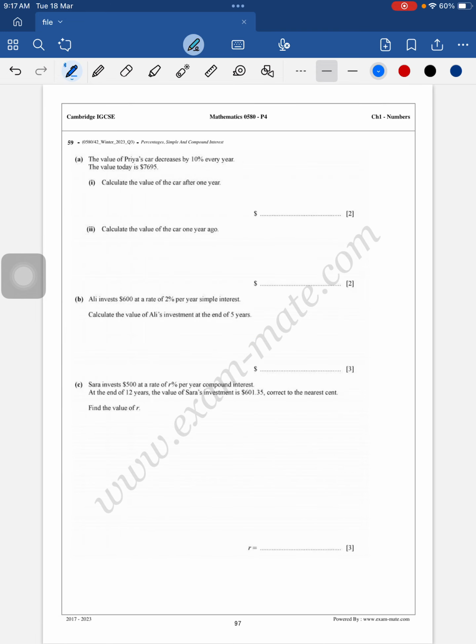Question 59, the value of Priya's car decreased by 10% each year. The value today is $7,695. Calculate the value of the car after 1 year. Okay, value today is 7695. So 7695 principal, decreasing, so 1 minus R upon 100 since 1 year. Put in the value in calculator. Okay, we are getting the answer 6925.5.